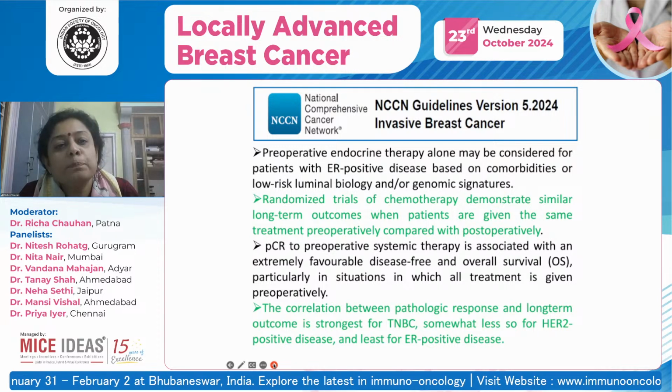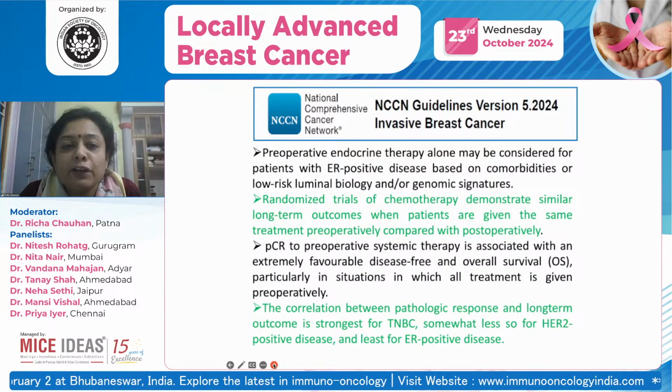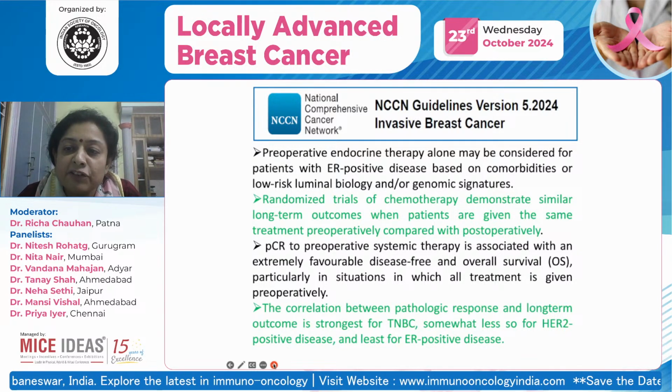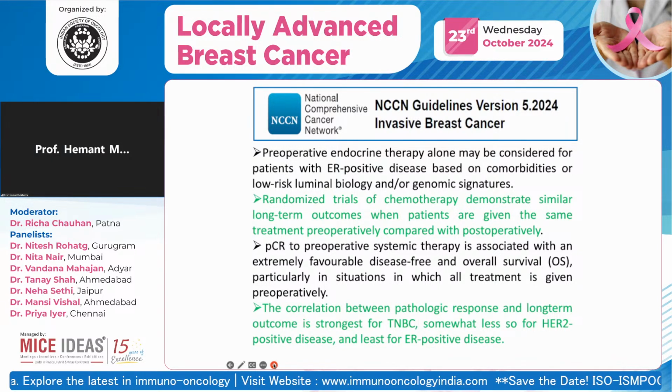And do you use pre-op endocrine therapy alone for ER positive low risk patients? If it's early breast cancer, which is hormone receptor positive, then I prefer surgery first, followed by adjuvant hormone therapy. And if it's a large disease, like a locally advanced disease, then chemotherapy, then surgery, even though the responses to chemo in hormone receptor positive are not as good.